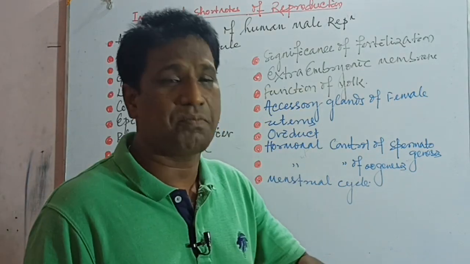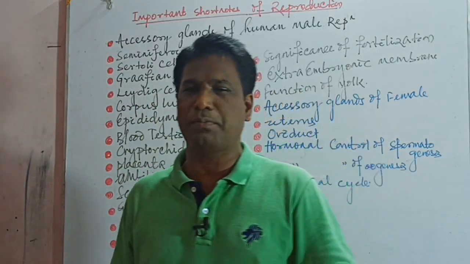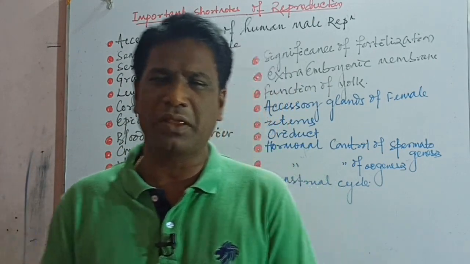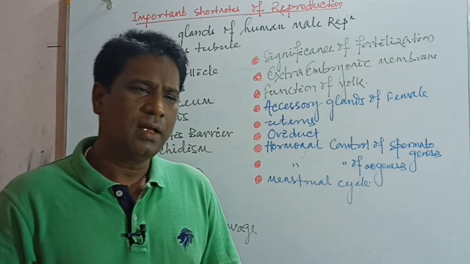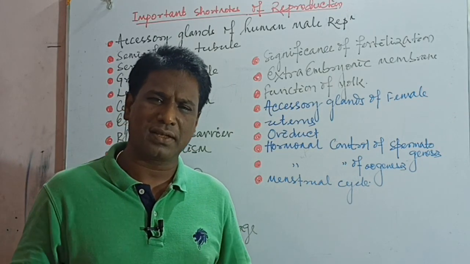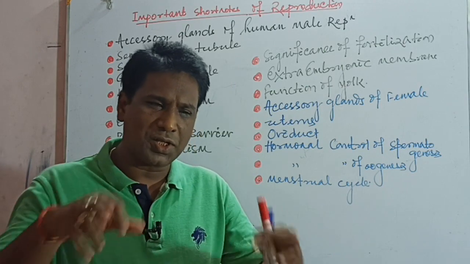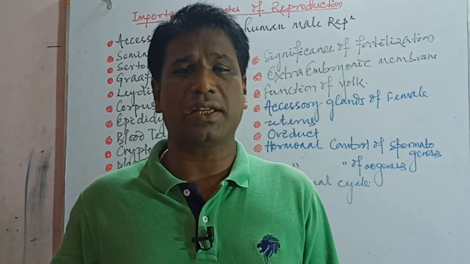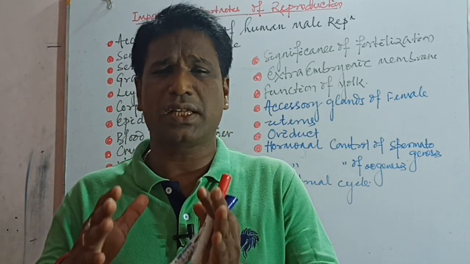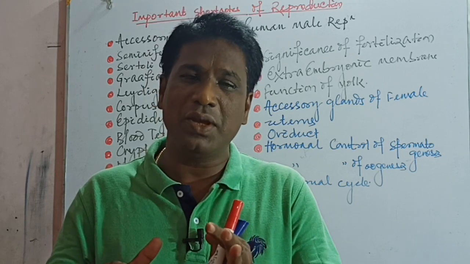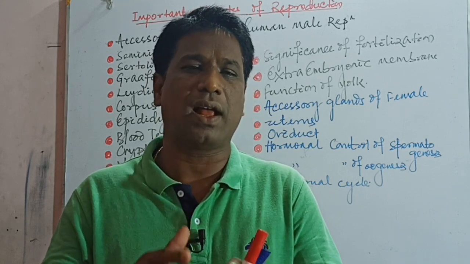Next one is blood testis barrier. Students, it is very important. What is blood testis barrier? Barrier means a blockade between blood and testis. So the structural and functional unit of the testis is the seminiferous tubule, and among the germinal epithelium some larger cells are present. They are called Sertoli cells. So Sertoli cells prevent the mixing of blood with the spermatozoa.